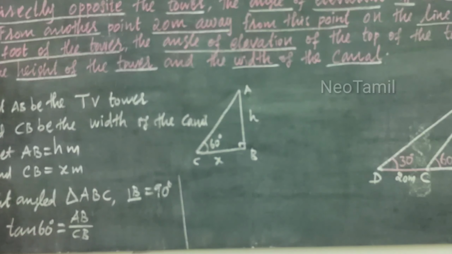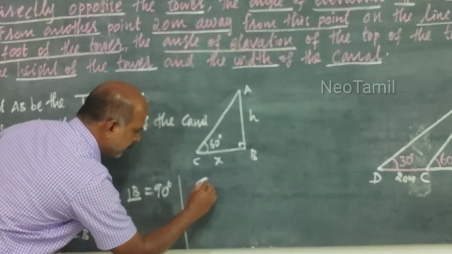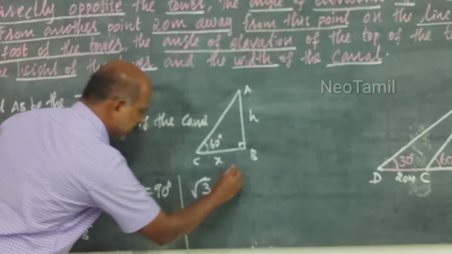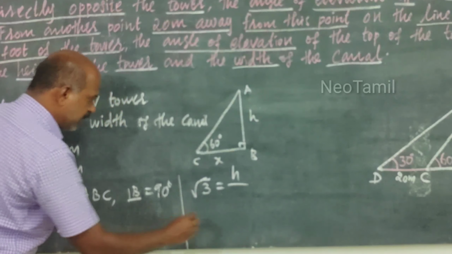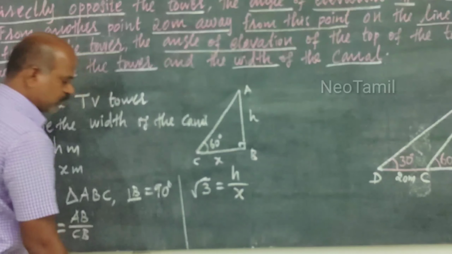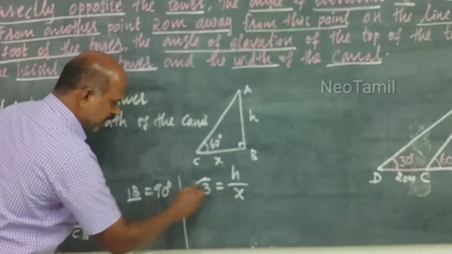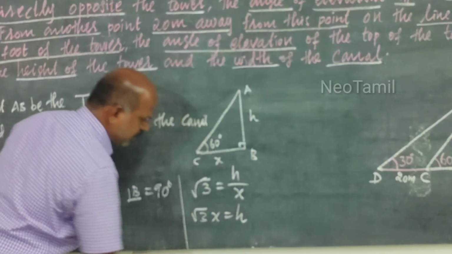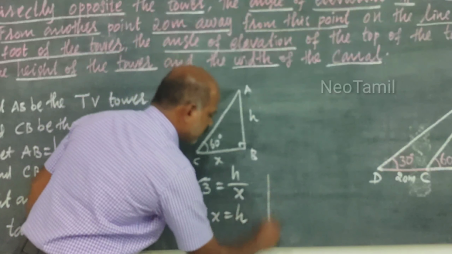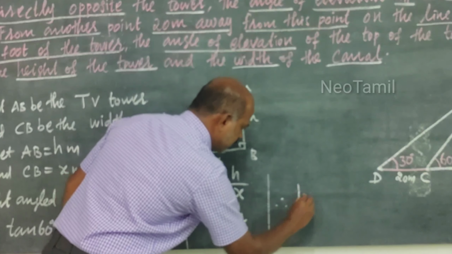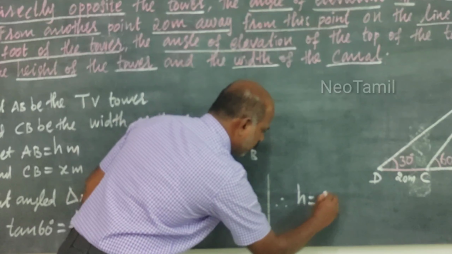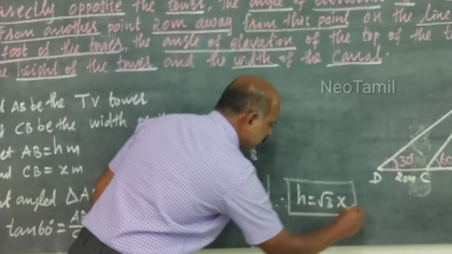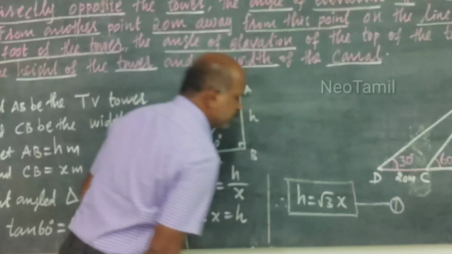Actually, tan 60 degrees value is √3, that is equal to AB, which is H meter, and CB is X meter. Okay, then make the cross multiplication: √3 into X is equal to H. Therefore, H is equal to √3 into X. This is one value, that I want to take as equation number 1.